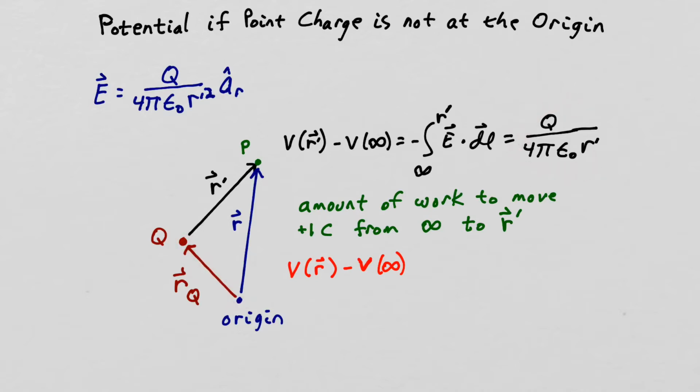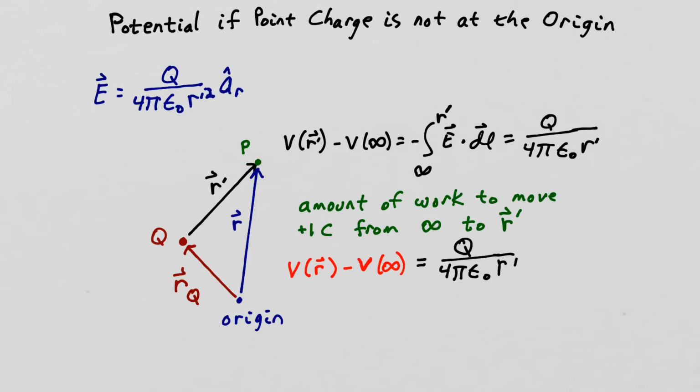This equation, Q over 4 pi epsilon sub 0 R', is still the amount of work to move 1 coulomb of charge from infinity to point P. So our potential difference between point P and infinity is still Q over 4 pi epsilon sub 0 R'. We can find R' in reference to our new origin. R' is equal to R minus R sub Q. So the distance R' is just the magnitude of R minus R sub Q.